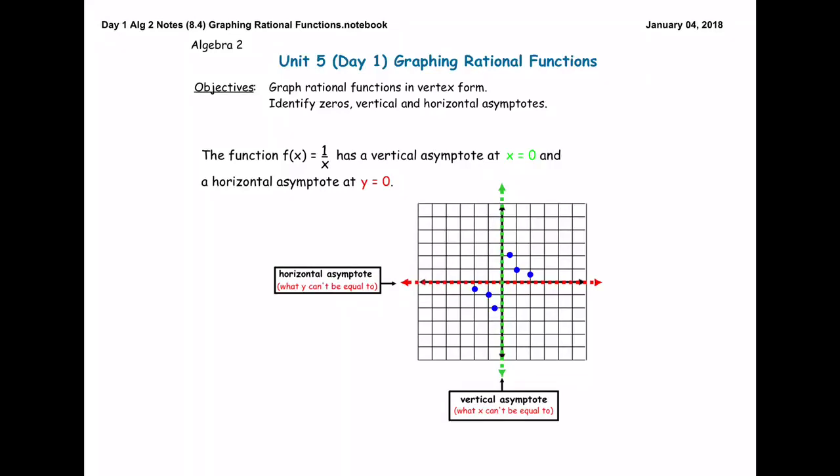Unit 5, Day 1, Graphing Rational Functions. Today you are going to graph rational functions in vertex form. You are going to identify zeros, vertical and horizontal asymptotes, and holes.